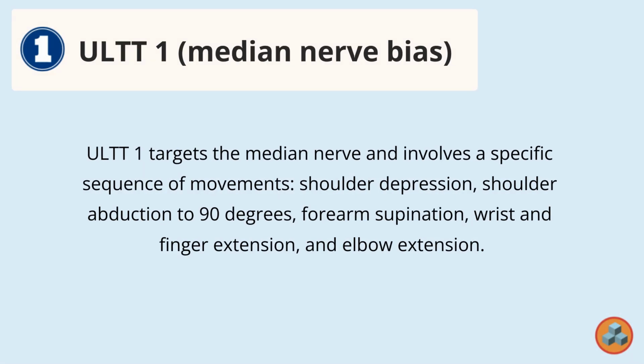Option 1, ULTT1, median nerve bias. Upper limb tension test 1 targets the median nerve and involves a specific sequence of movements: shoulder depression, shoulder abduction to 90 degrees, forearm supination, wrist and finger extension, and finally, elbow extension. The key point here is that this test requires elbow extension, not flexion. Since our patient has 0 degrees of elbow extension, they have full capacity for this movement. No problem performing this test.